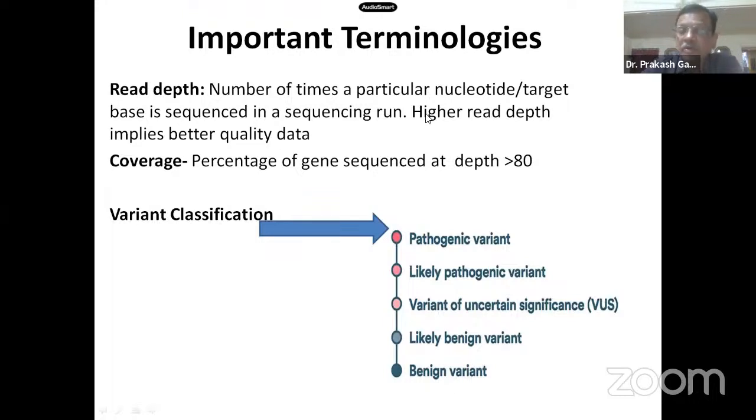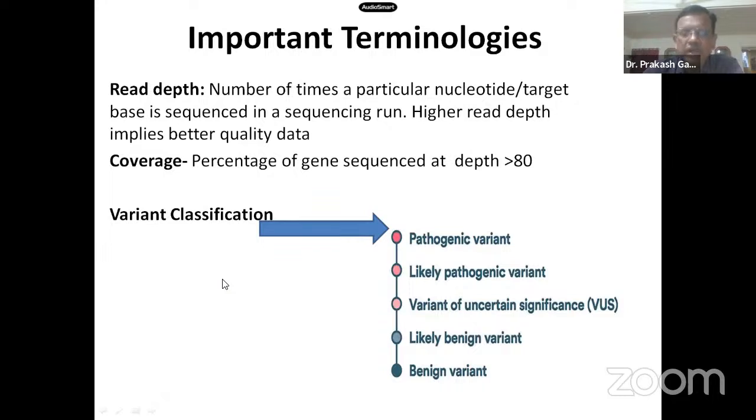The second thing is coverage. Coverage is how much portion of the gene is being covered by the probes in that particular exome. That is also very important. Sometimes you may have some change in your exome, but that portion may not be covered. So whenever you are suspecting something but you are not finding it, you must ask the lab what the read depth and what the coverage of that particular gene was. That will tell you whether to go any further for that particular condition.